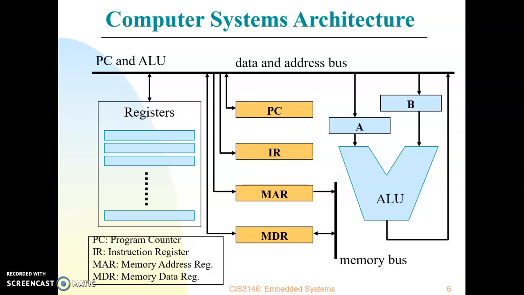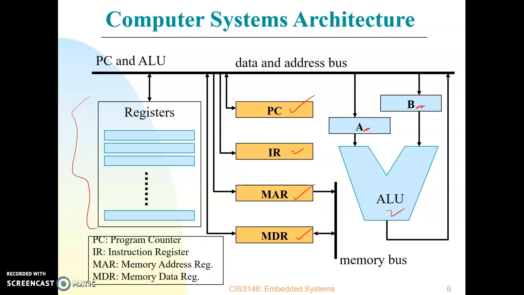Here you can see various registers are used: program counter, instruction register, memory address register, memory data register. This is the ALU, this is data bus A, data bus B, and various registers are used to store the temporary data.